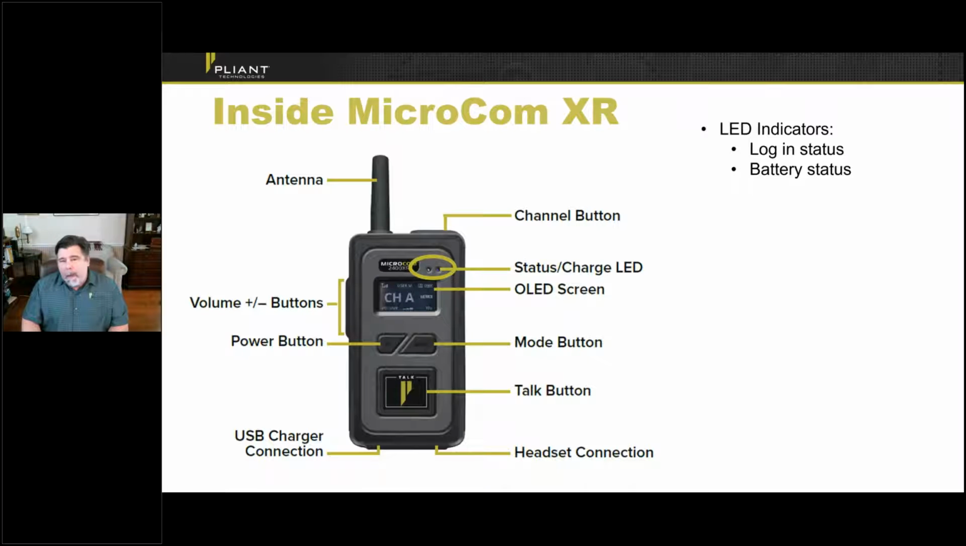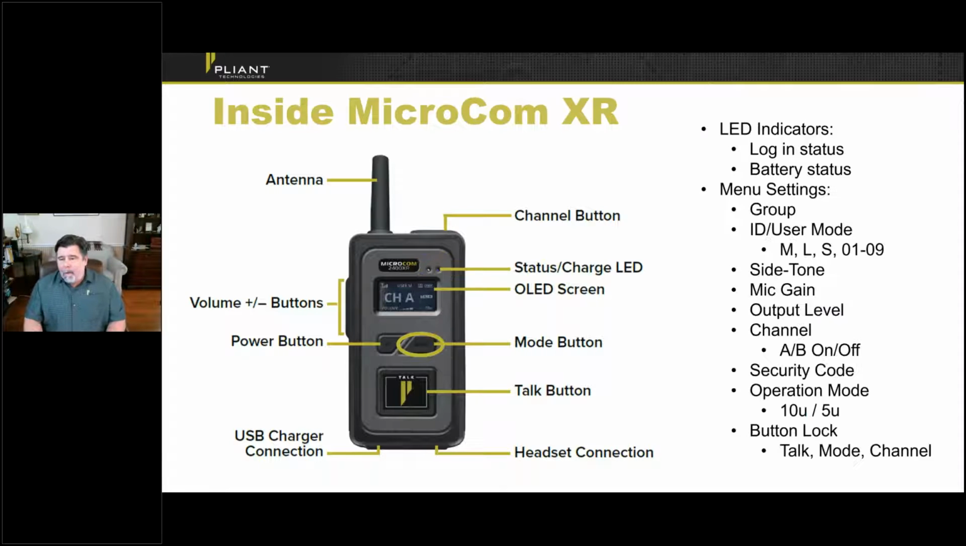A little tour of the XR's belt pack with the antenna, the channel button. Your LEDs are on the front, right above the OLED screen. Your mode button there, as again for programming, talk button. Headset ports on the bottom along with the USB connection. Your power buttons to the left of your mode button. You have your volume buttons there on the left-hand side. Very simple to use, very easy to use and familiar to use.